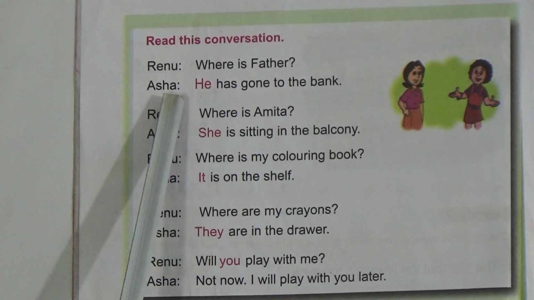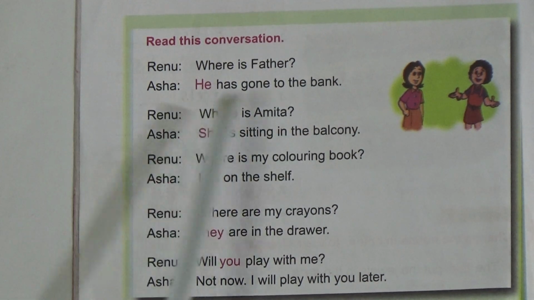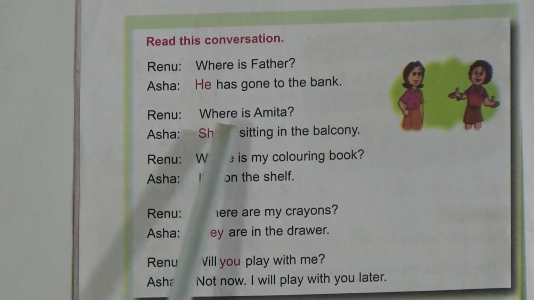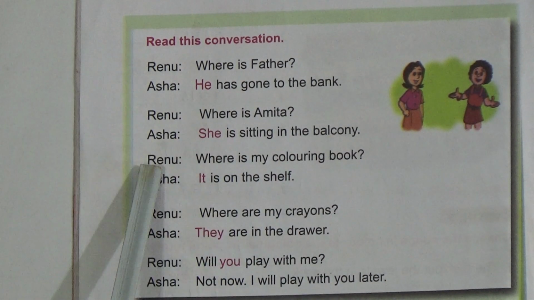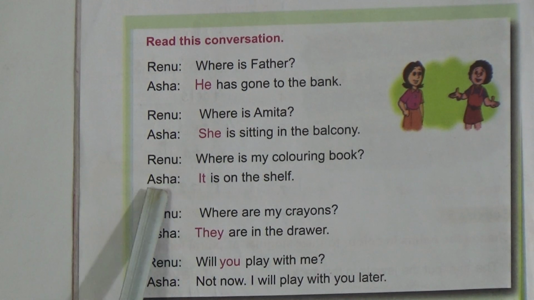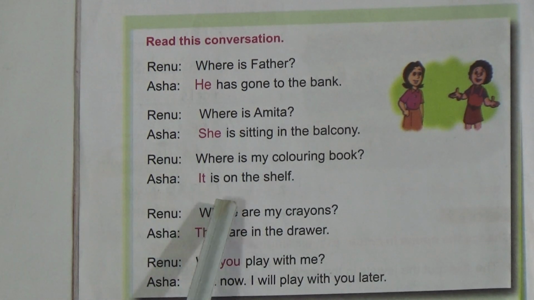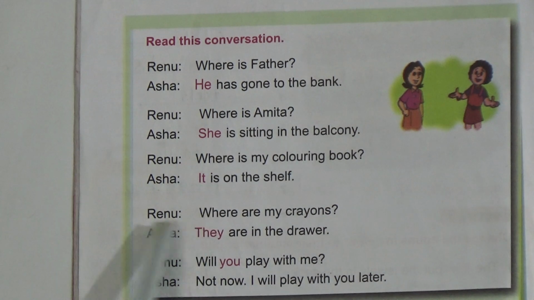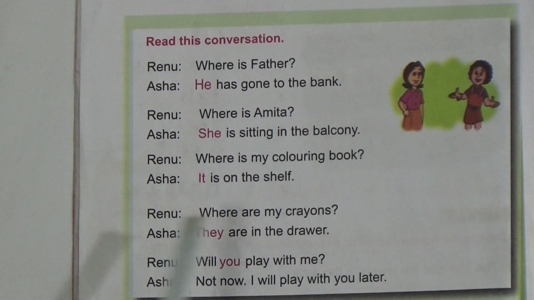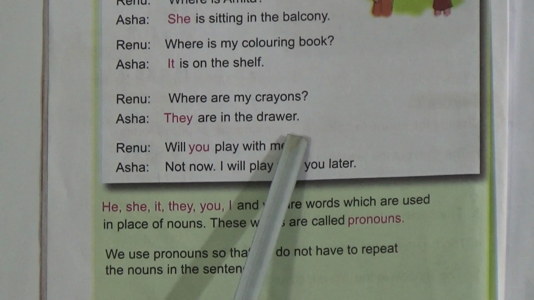Please follow that. Renu said, "Where is father?" Then Asha says, "He has gone to the bank." Then again Renu, "Where is Amita?" Asha says, "She is sitting in the balcony." Then Renu, "Where is my coloring book?" Asha, "It is on the shelf." Renu says, "Where are my crayons?" Asha said, "They are in the drawer."